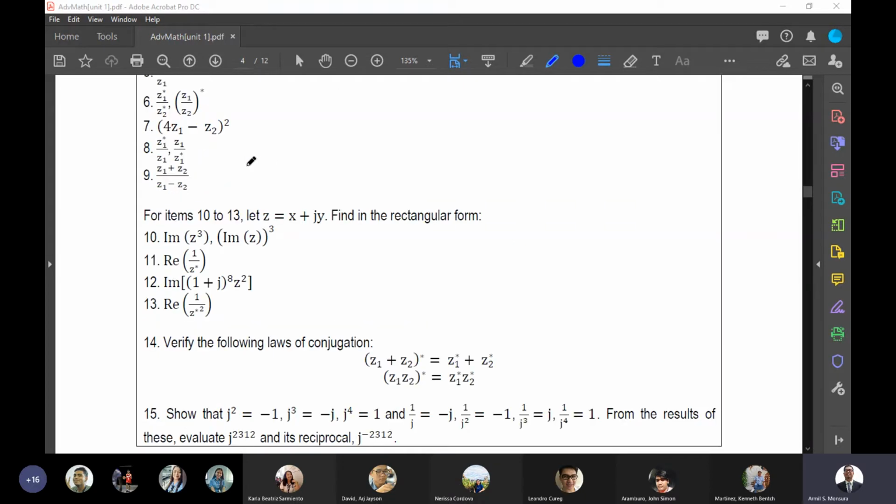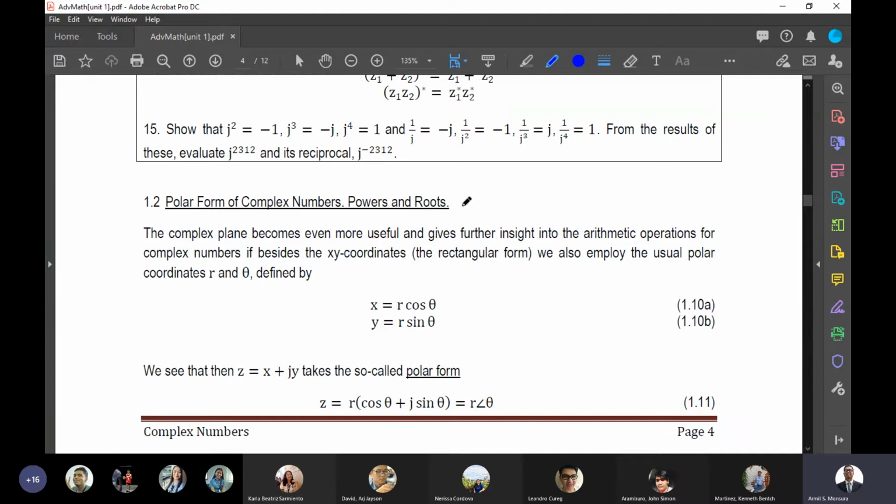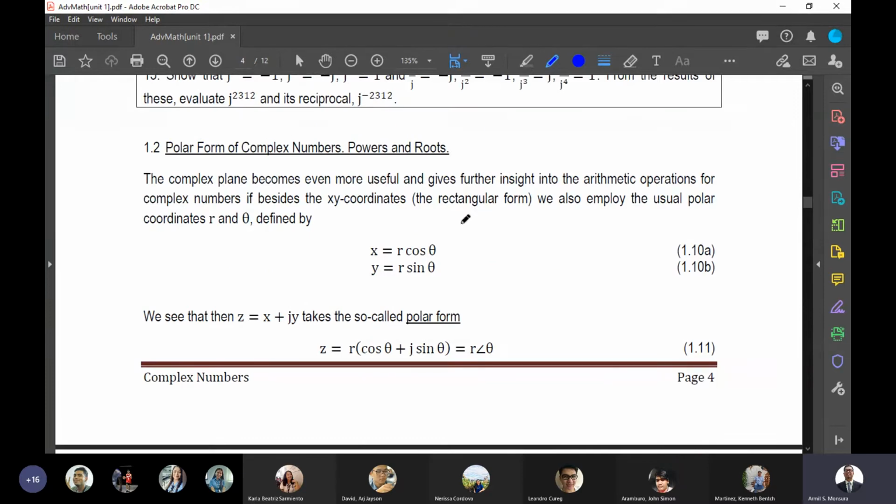From what I remember, are we done with this polar form? Saan tayo tapos last time? If you can remember. Saan tayo natapos last time? Wala nakaalala.